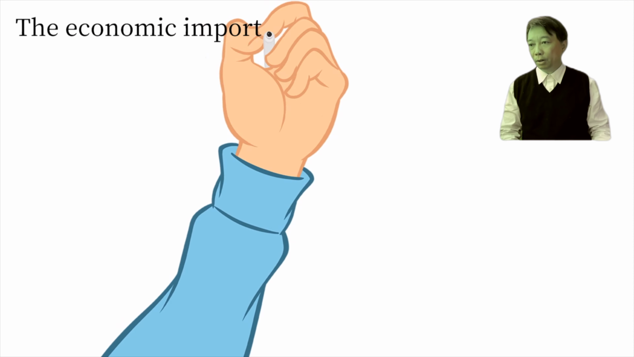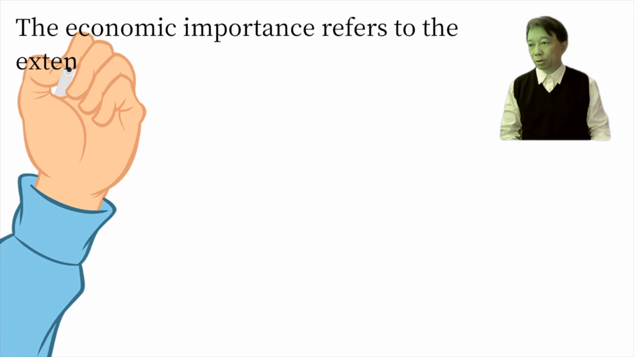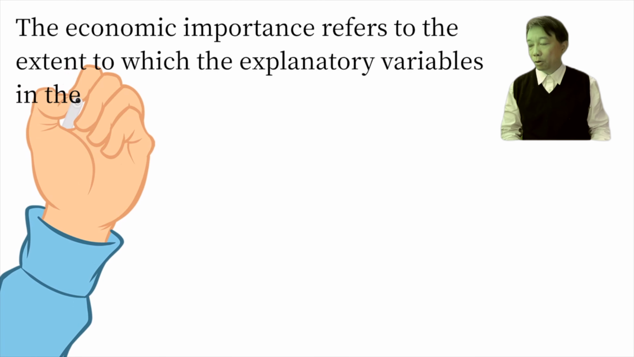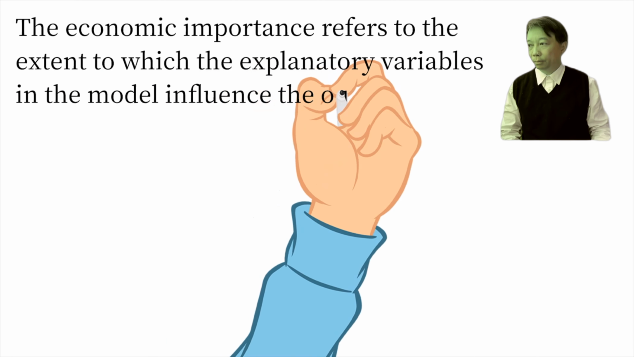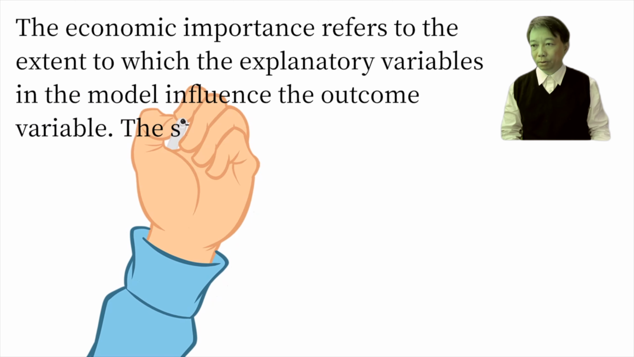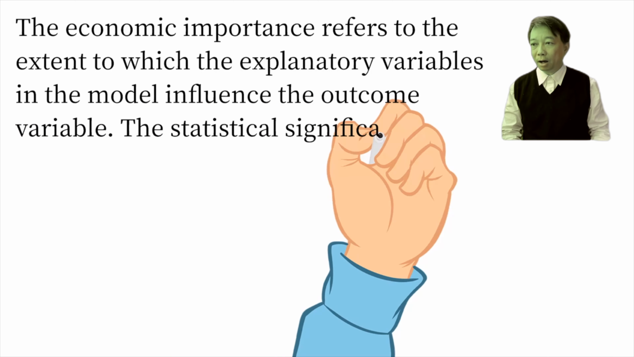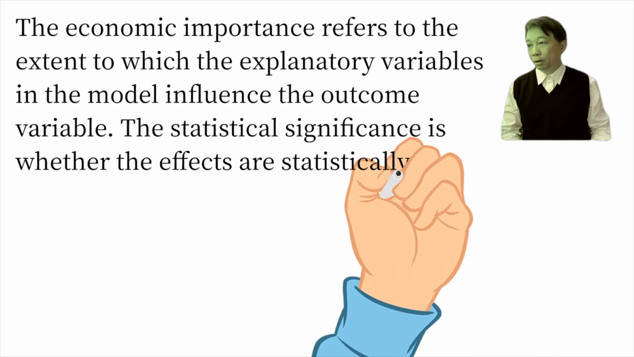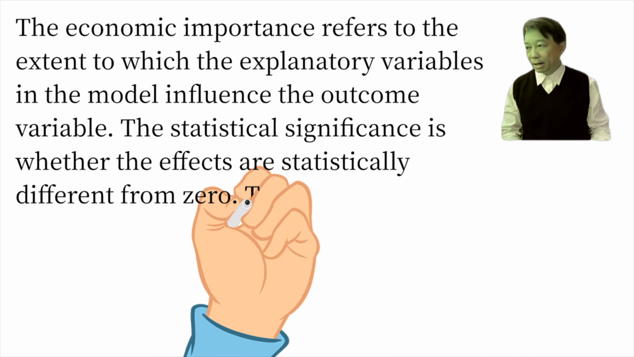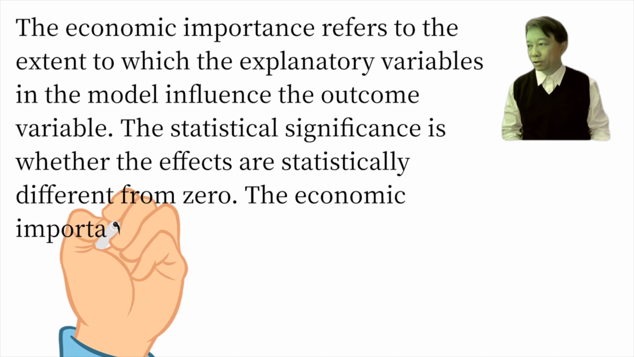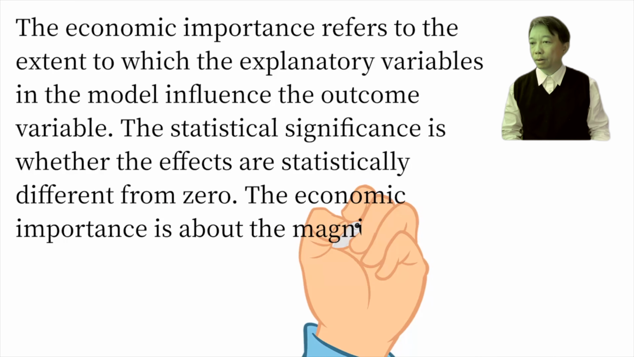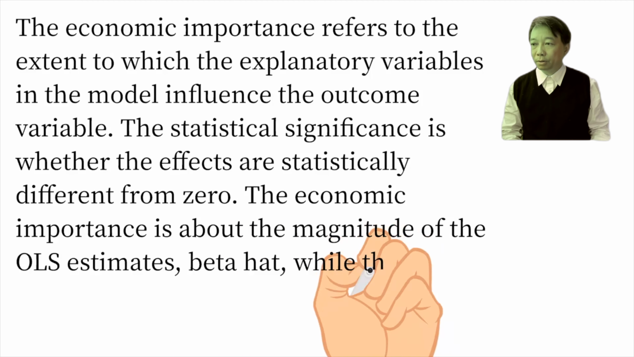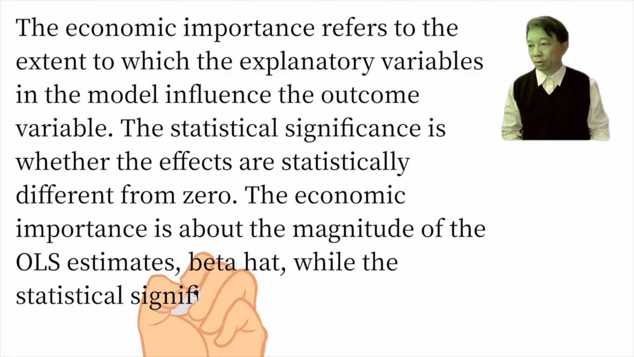The economic importance refers to the extent to which the explanatory variables in the model influence the outcome variable. The statistical significance is whether the effects are statistically different from zero. The economic importance is about the magnitude of the OLS estimates beta hat, while the statistical significance is determined by the size of the t-statistics.